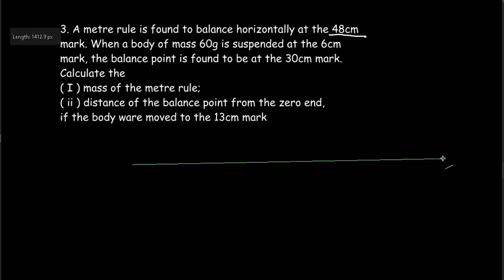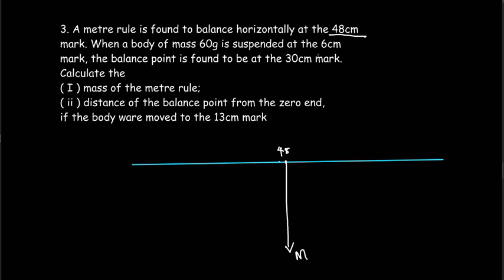So I'm going to represent a meter rule. We already know that the balance point is at 48 cm. The balance point means that the mass of the meter rule will act along the 48 cm mark. So I'm going to guess that this point is 48 cm, and this is the line at which the mass of the meter rule is going to act.